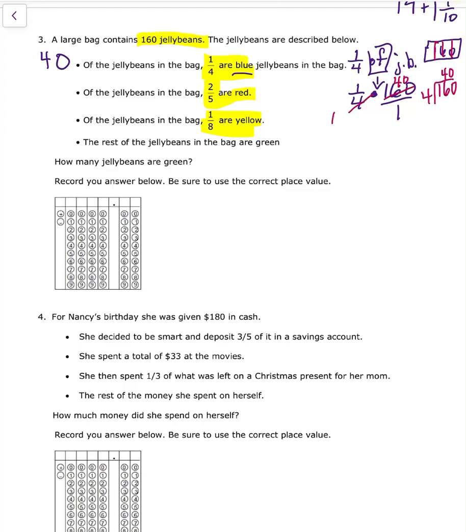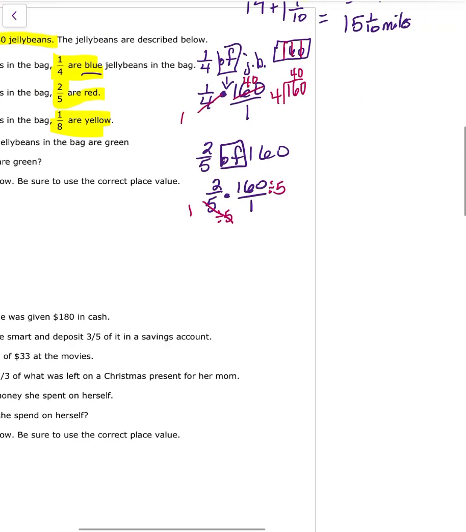It says 2/5 are red. So it's the same thought process. 2/5 of the 160 are red. The of means to multiply. So we're going to say 2/5 times 160. I'm going to simplify by 5. So I'm going to say divide by 5, divide by 5. That simplifies to 1. I'm going to go to the side and say 160 divided by 5 is 32. So I'm going to cross this out and put 32.